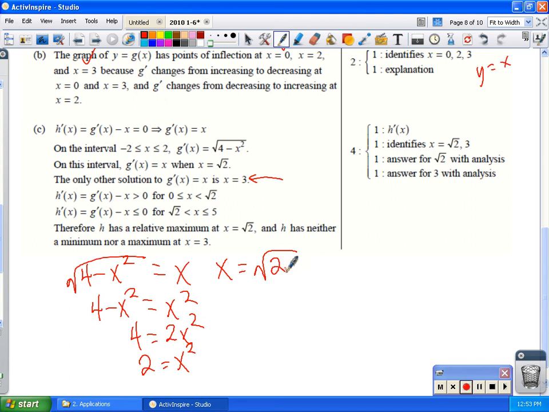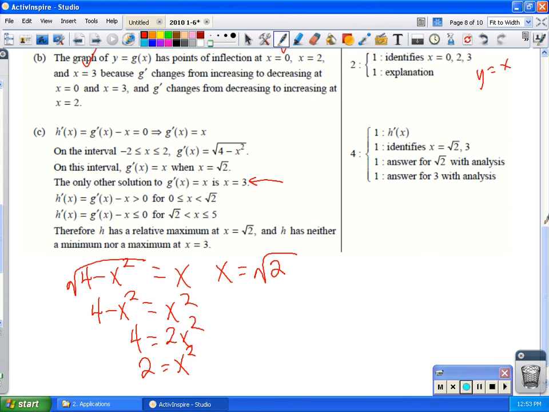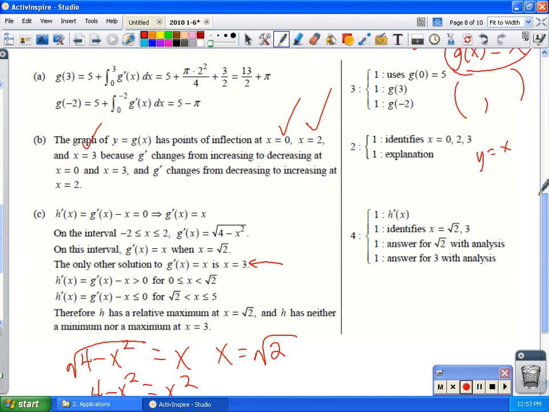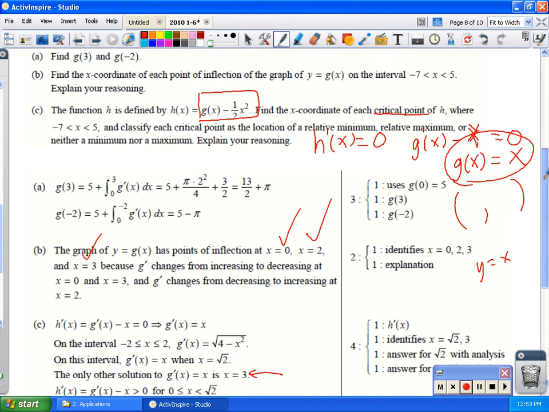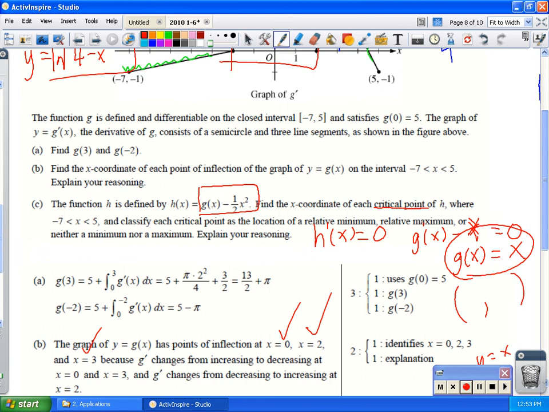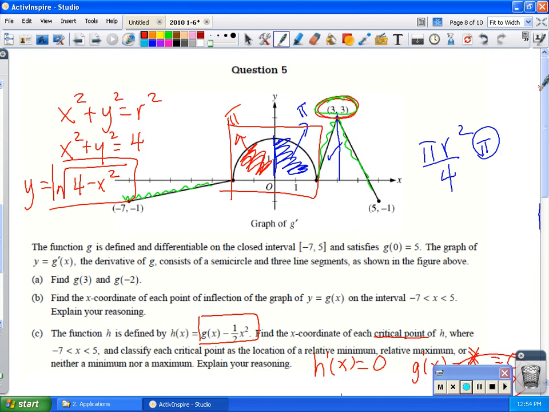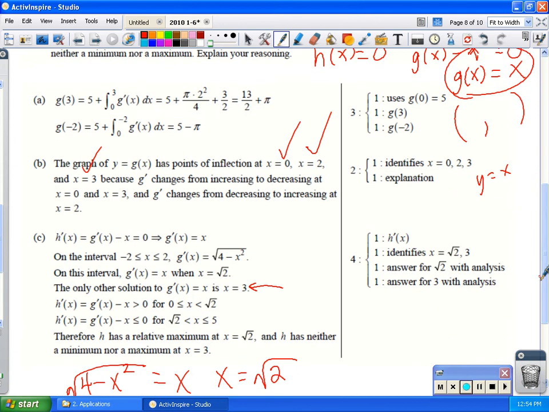However, if you think about negative square root of 2, and we're looking for when the x's and y's are equal to each other, if x is negative square root of 2 on the graph, negative square root of 2 would be over here somewhere, and it has a positive y value. Over here, positive square root of 2 gives me the same y value. So that is also a candidate as a critical number.